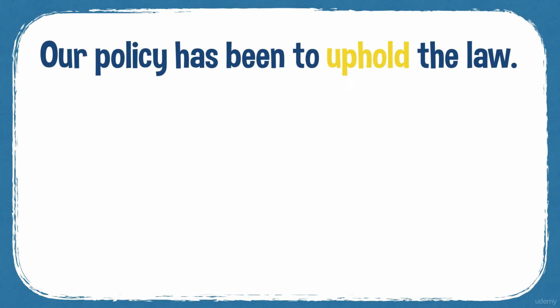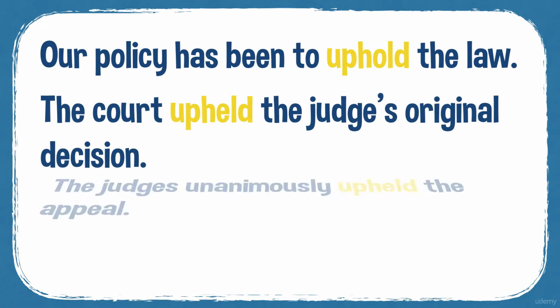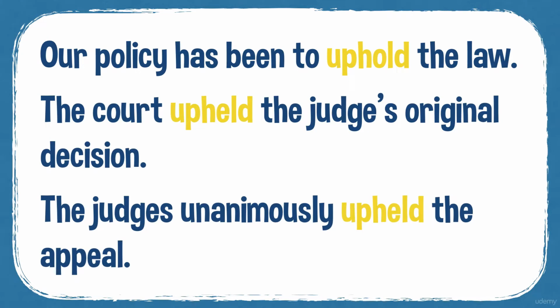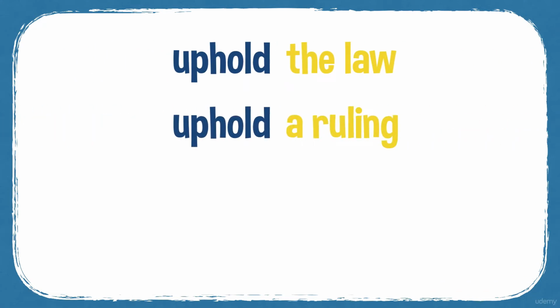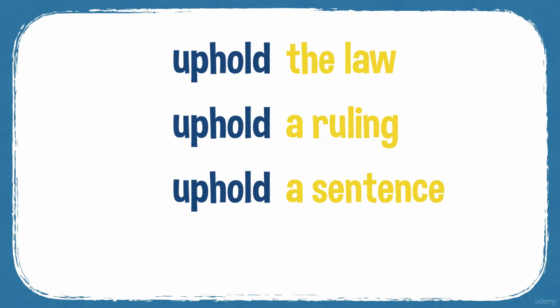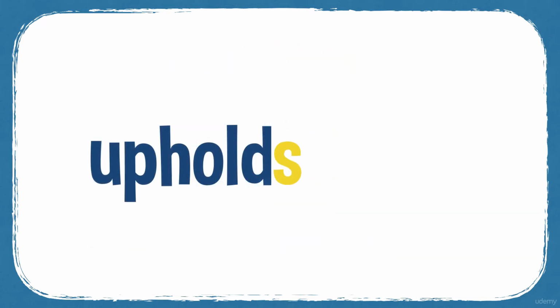For example, our policy has been to uphold the law. The court upheld the judge's original decision. The judges unanimously upheld the appeal. So we often uphold the law, or uphold a ruling or a sentence, and you can unanimously uphold something if everybody decides to uphold the law. It's unanimous. And upholds, upholding. Upheld is the past form.